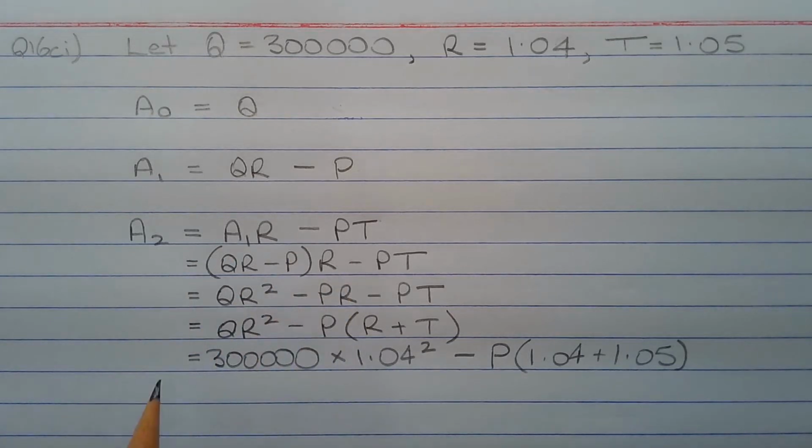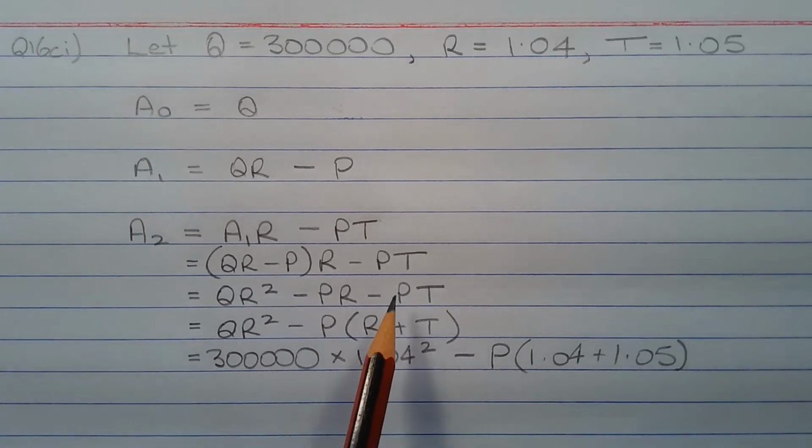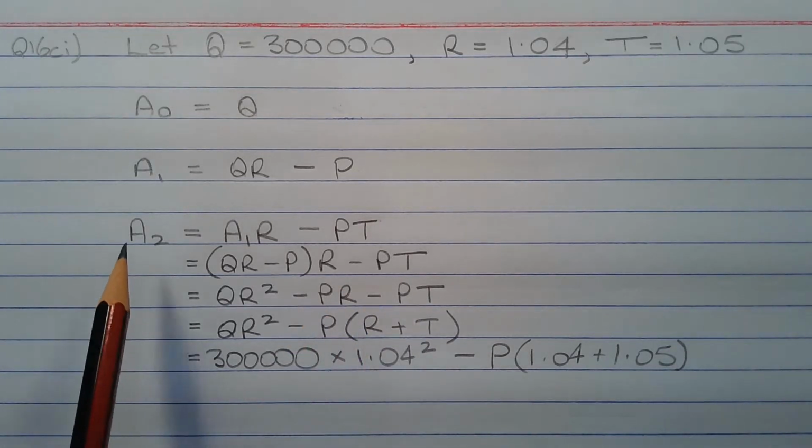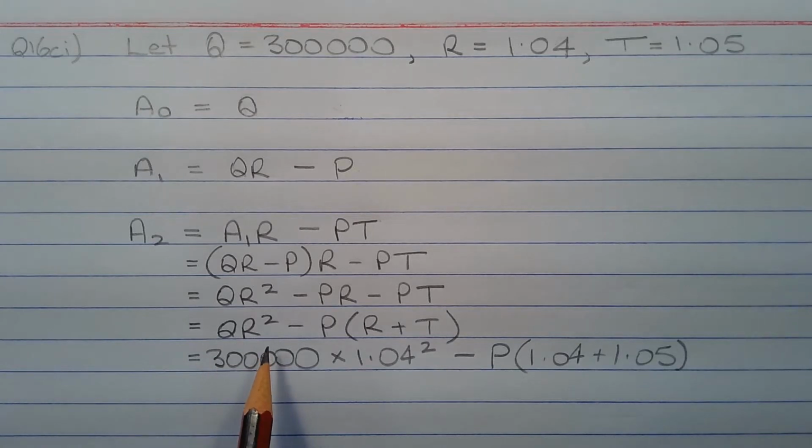Expanding the brackets, we get A2 is equal to QR squared minus PR minus PT. Factorising out negative P, A2 is equal to QR squared minus P times (R plus T), and substituting in the values for Q, R, and T, we get A2 is equal to 300,000 multiplied by 1.04 squared minus P times (1.04 plus 1.05), as required.